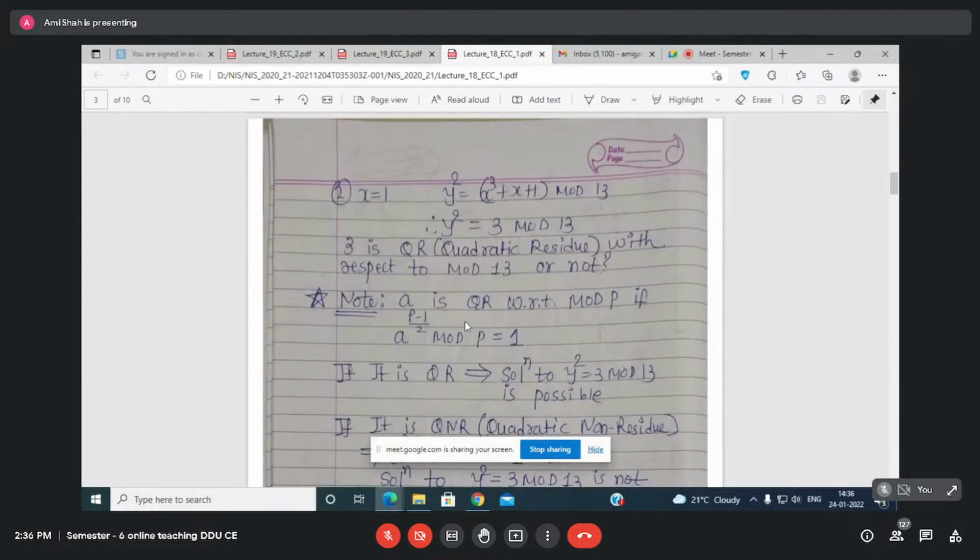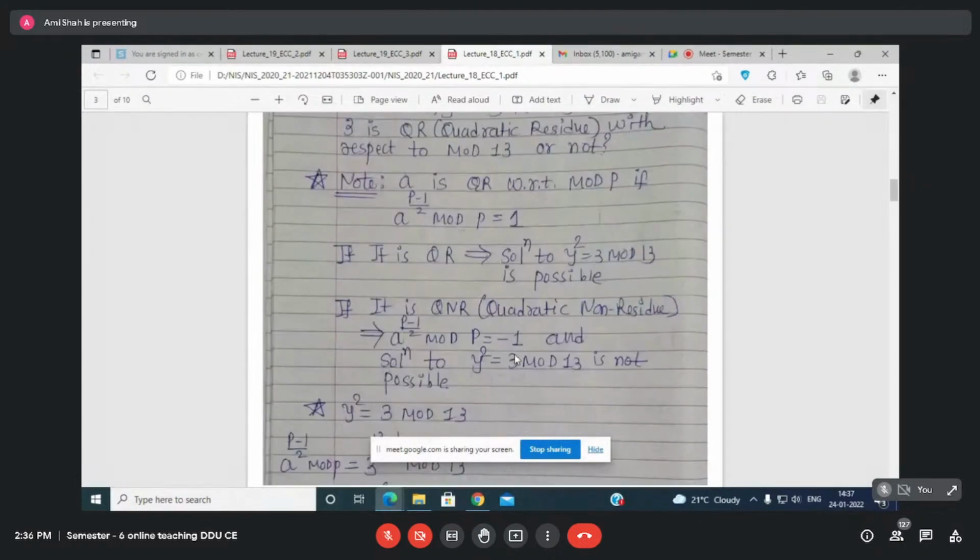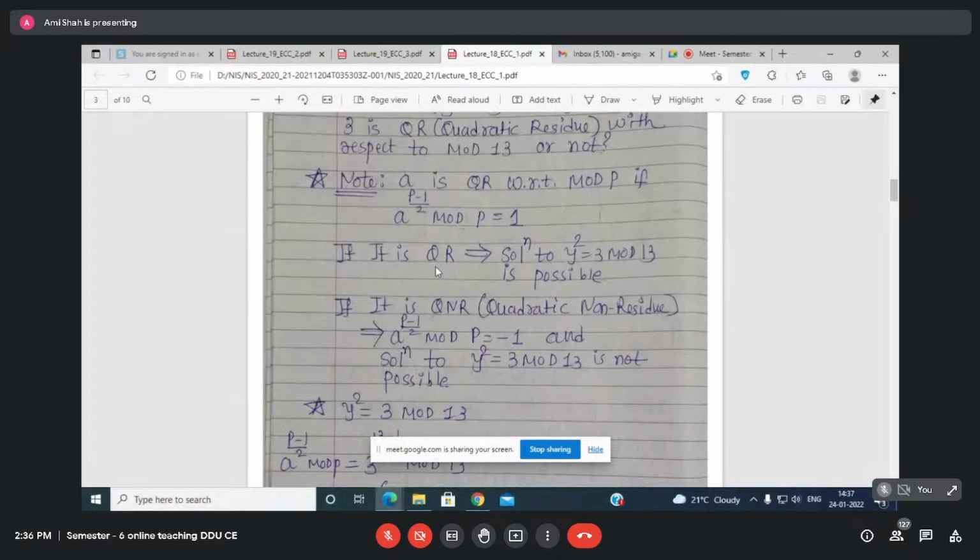So that thing I have explained, how to check. A is a quadratic residue with respect to mod p if a raised to (p minus 1) by 2 mod p is 1. If a raised to (p minus 1) by 2 mod p is 1, then you can say it's a quadratic residue and the solution is possible. But if a raised to (p minus 1) by 2 mod p is minus 1, then you can say that it's a quadratic non-residue.